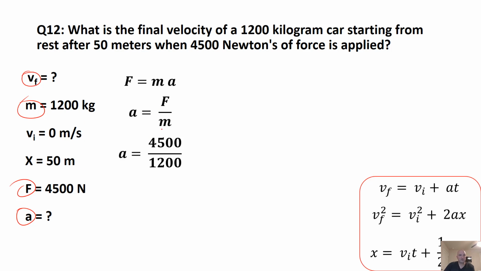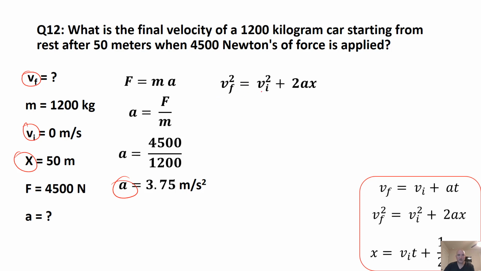We plug in our values, 4,500 over 1,200, once again looking at what we have and where we can start. And we plug it in, we get 3.75. So now that we have our acceleration, now we have a VF, a VI, an X, and an A, and we can pick our best equation, and that's going to lead you to this equation with VF, VI, A, and X.